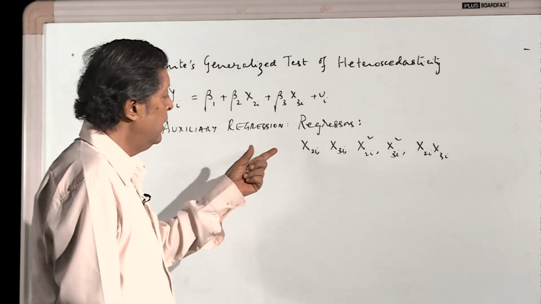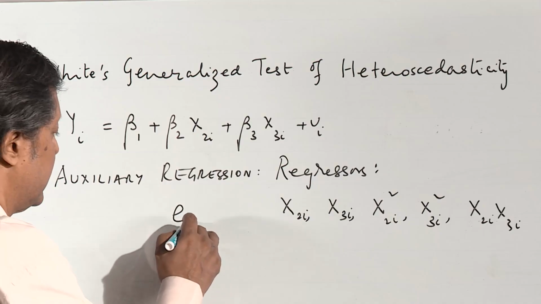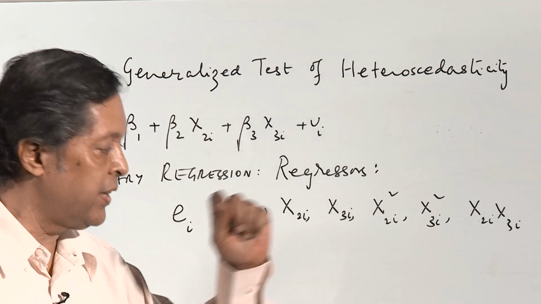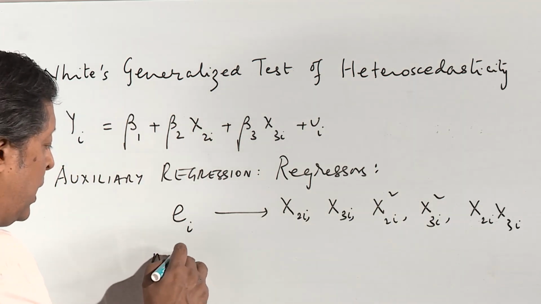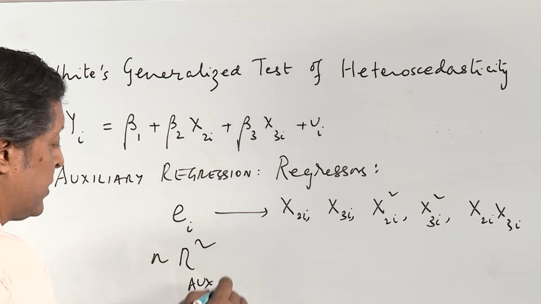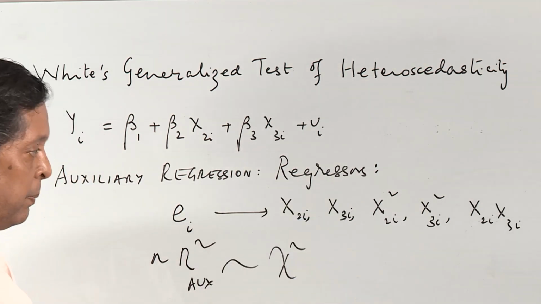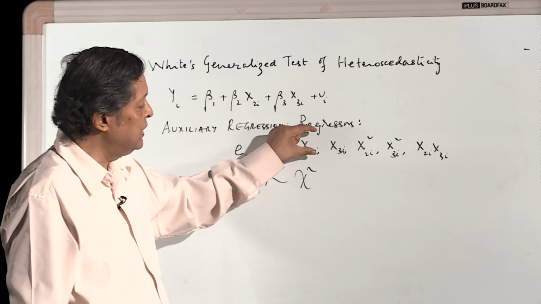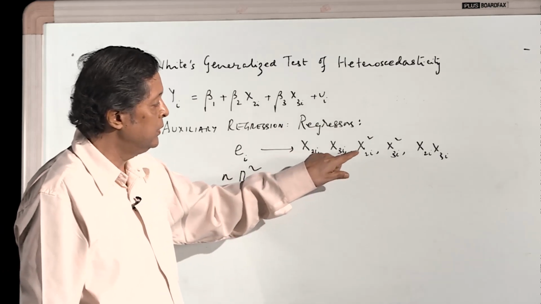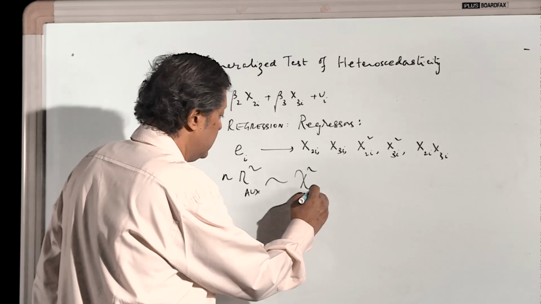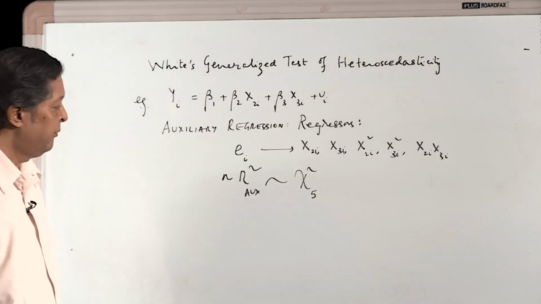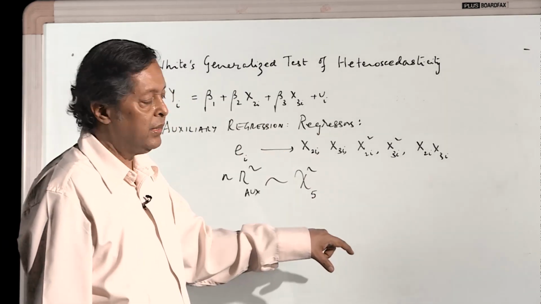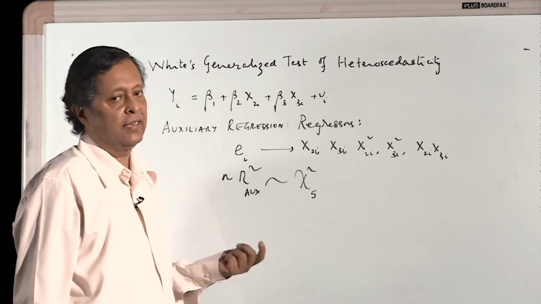So, in this case, where ei or some function of ei is regressed on x2, x3, x2 square, x3 square, x2 x3, then n times R square of the auxiliary regression will follow a chi-square with, remember, one intercept and the other z's. The z's are now replaced by these variables. So, how many do we have? 1, 2, 3, 4, 5. So, chi-square with 5 degrees of freedom. And the rule is as earlier: if the computed chi-square lies in the critical region we reject, otherwise we accept.